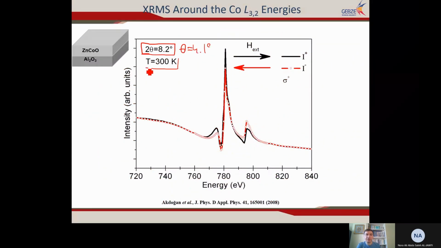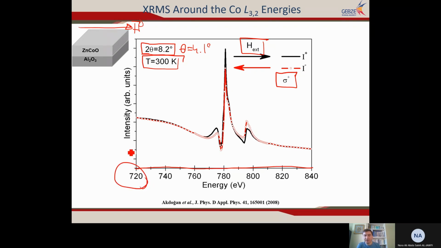Then select the temperature, room temperature. Select the polarization, right circularly polarized light. All these parameters are fixed. Then apply an external magnetic field in the film plane like this. And then carry out the energy scan. Look at this x-axis now. We are scanning the energy. The monochromator changes the incoming photon energy, okay? We started from 720 electron volt and we will go to 840 electron volt.